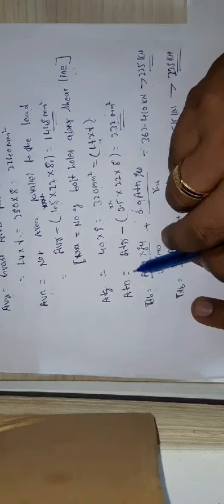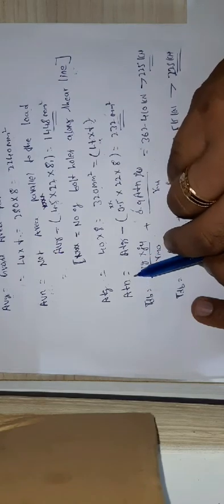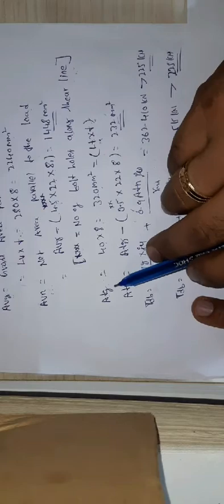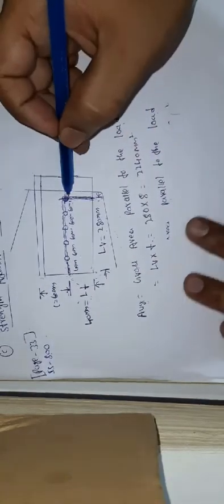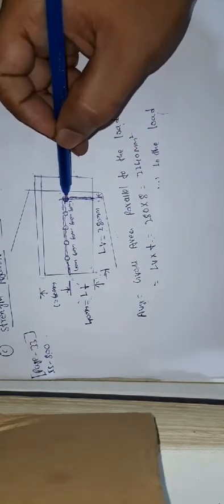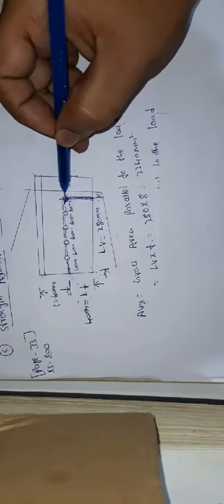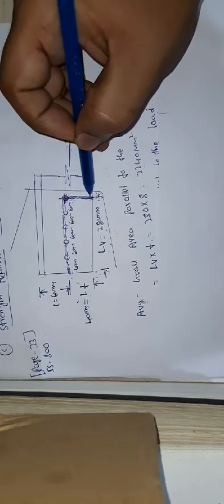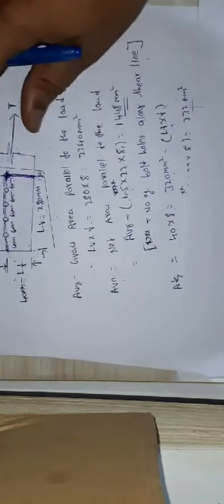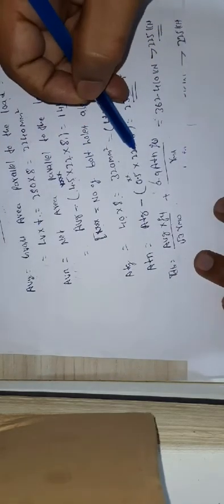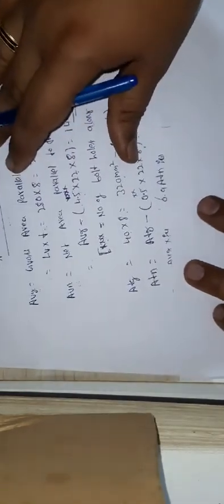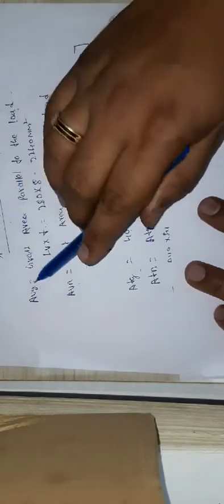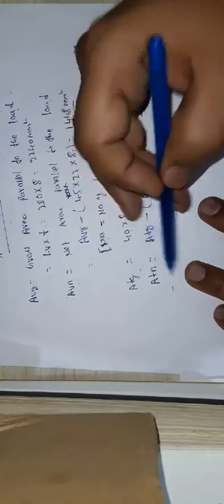In a similar way, I calculated the net effective area perpendicular to the load. How to calculate? ATG minus ATN, that equals ATG minus the number of bolt holes along LT. How many bolt holes are there? Only half. We need to consider half of the bolt hole along this line. So half into diameter of the bolt hole into 8 mm. So it is ATN. This is how we need to calculate AVG, AVN, ATG and ATN.